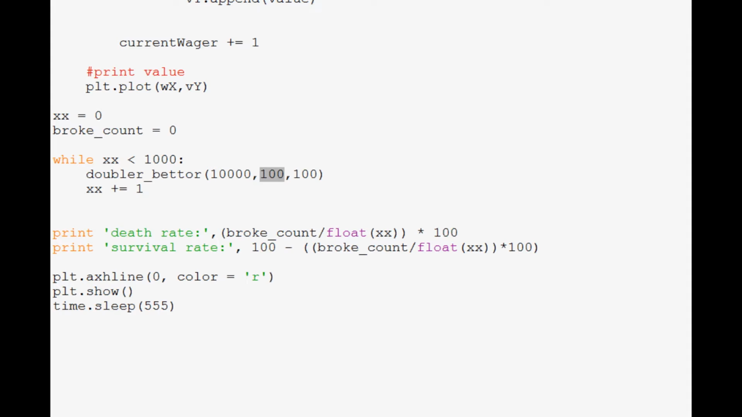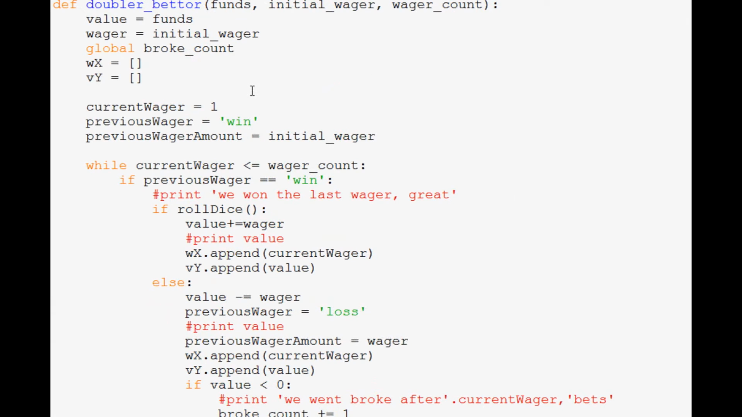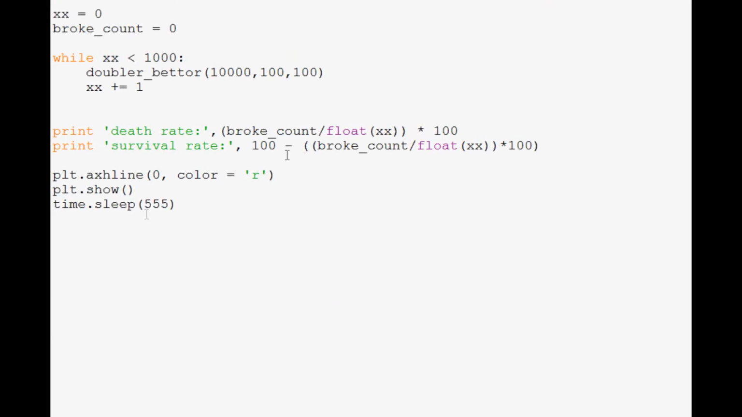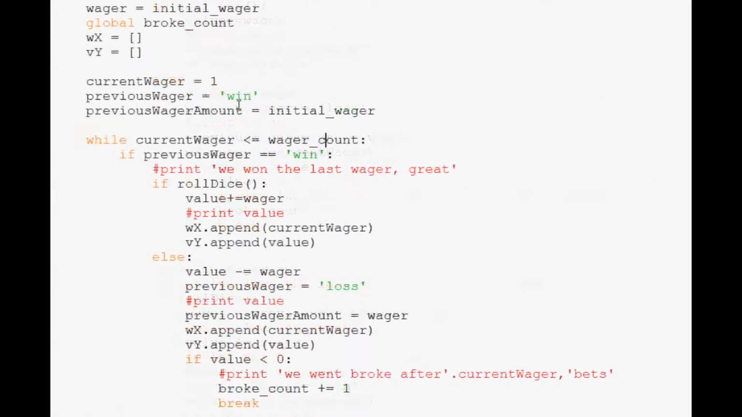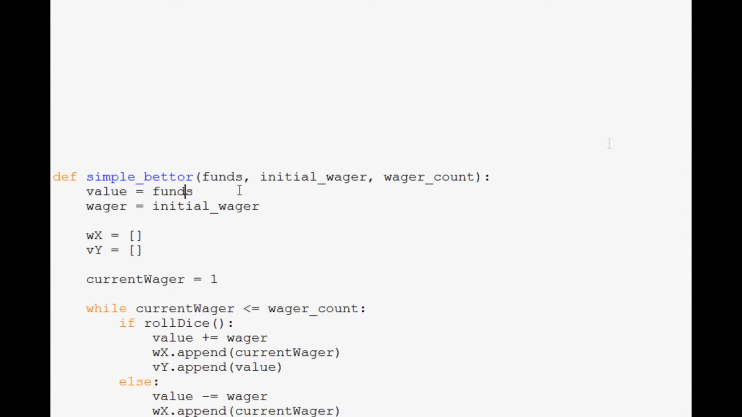In the last video, we saw some of the statistics and visually saw how well the doubler bettor does. The next question that is pretty much inevitable is, how does this guy fare compared to our other bettor, the simple bettor? Where is he? I don't think we deleted him. Oh, he's down here. Anyway, that's what we want to do in this video: compare these guys and see who is superior.